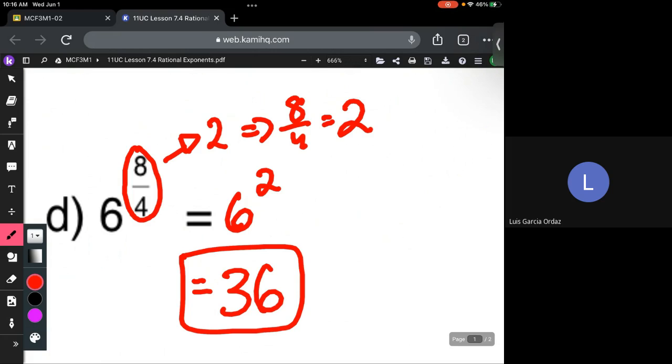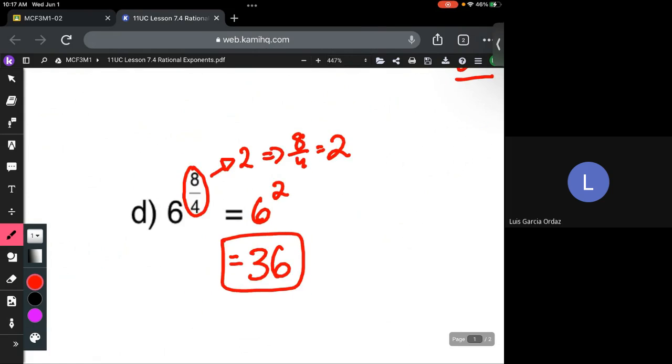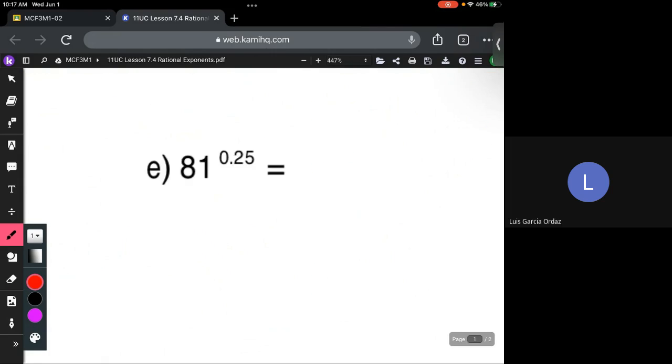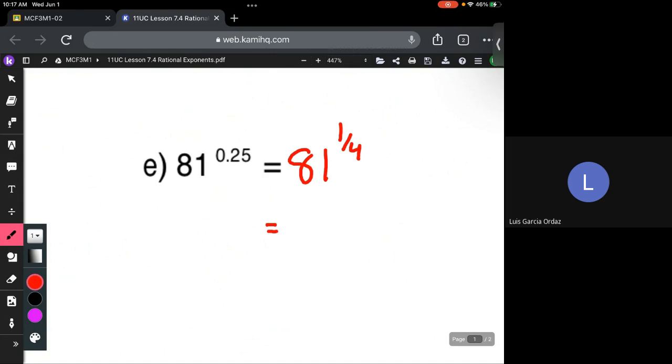Okay, next one. Now for the next one, we have 81 to the power of 0.25. How do I change that into a fraction? Rita. And Abby, how would I write that as a root? Yep. So what's 81 to the power of 0.25? 3.